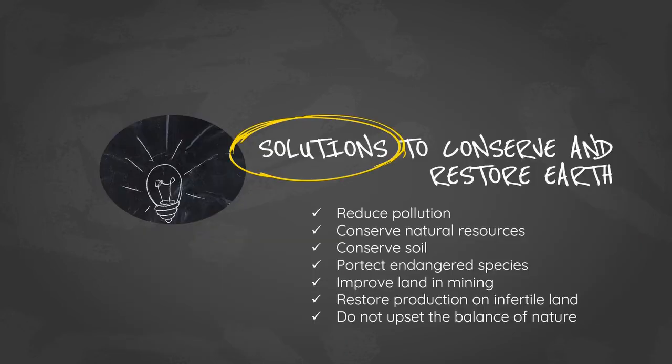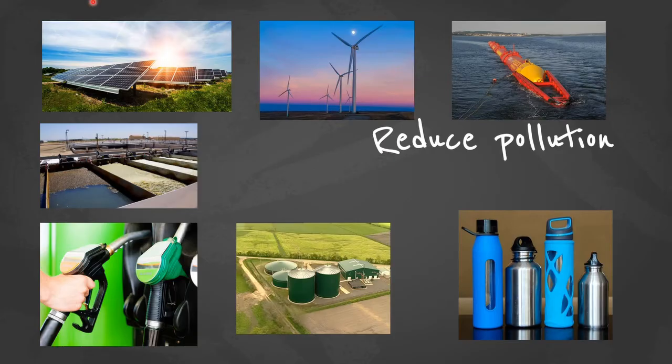So in science, for every problem we want to find solutions. So we're going to discuss a few solutions to conserving and restoring Earth. So the first solution is to reduce pollution. Of course, we know that it's impossible for there to be absolutely no pollution, but we can at least do our part by reducing pollution.